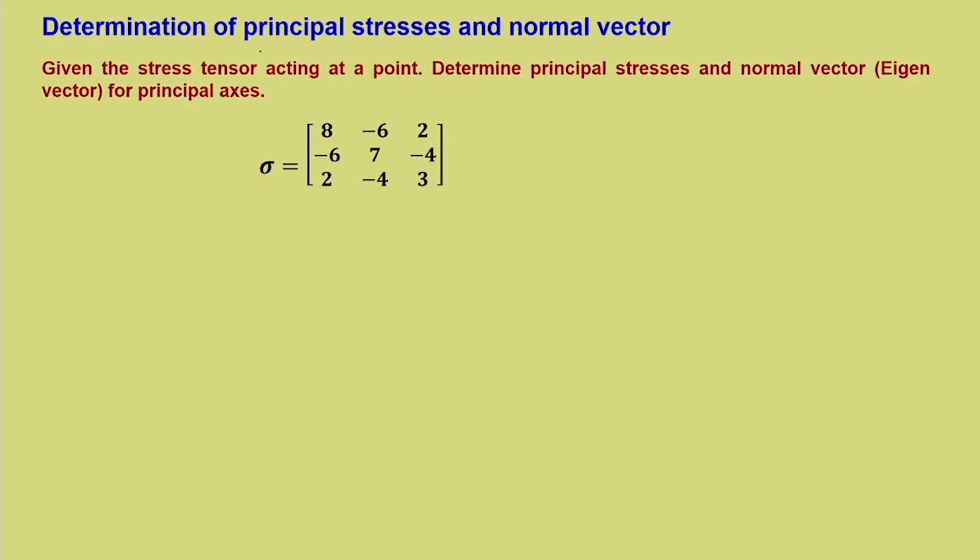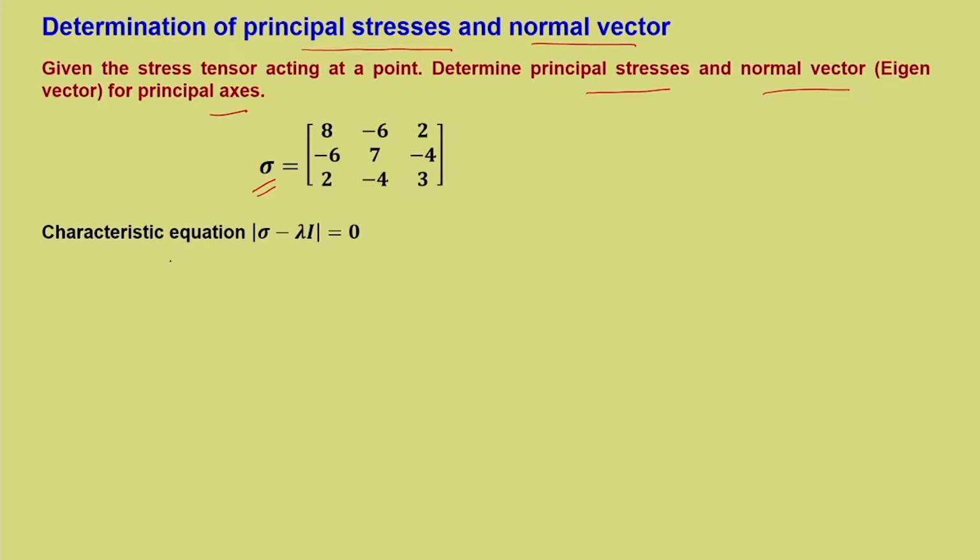So, we are discussing the determination of principal stresses and the normal vector. Given a stress tensor sigma acting at a point, with the components given, we are asked to determine the principal stresses and the normal vector, that is, the eigenvectors for the specific principal axis.